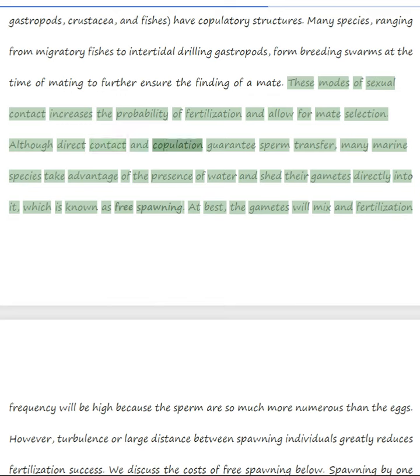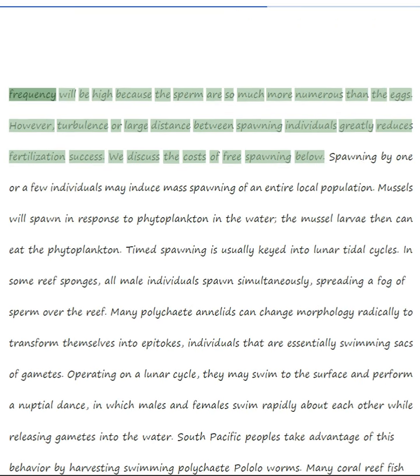Although direct contact and copulation guarantee sperm transfer, many marine species take advantage of the presence of water and shed their gametes directly into it, which is known as free spawning. At best, the gametes will mix and fertilization frequency will be high because the sperm are so much more numerous than the eggs. However, turbulence or large distance between spawning individuals greatly reduces fertilization success. We discuss the costs of free spawning below.